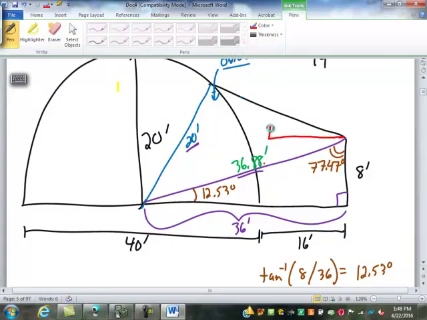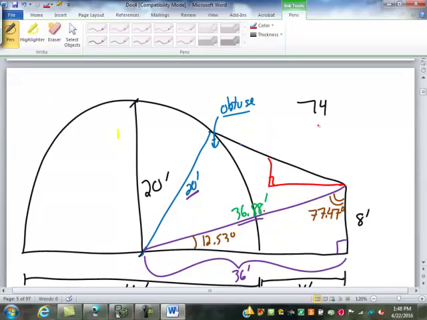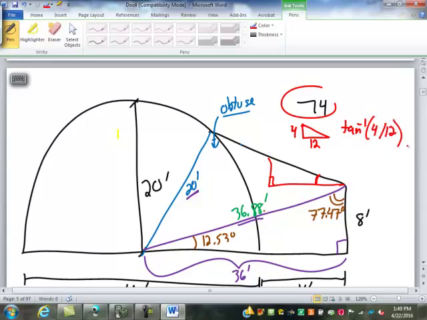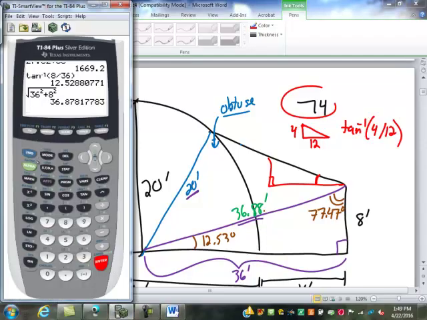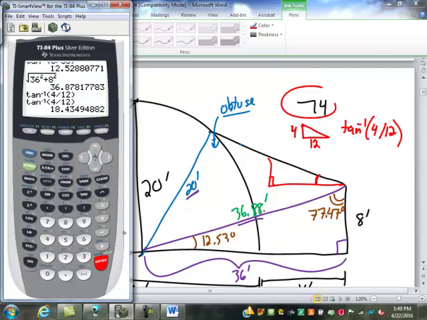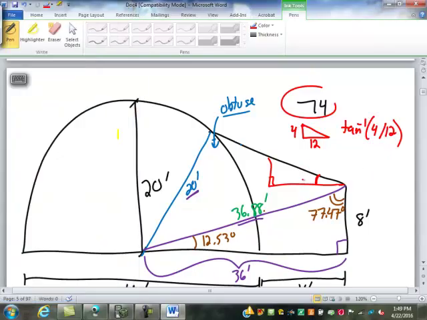If this here were a triangle there, do I know anything about it? Yeah, I know it's a 4 in 12 slope, don't I? Which means this angle here has to be the inverse tangent of 4 over 12, which gives us 18.43. There it is.